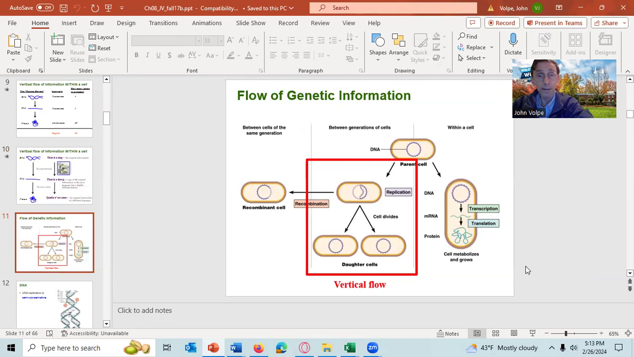All right, if not, let's talk about the vertical flow of information, where DNA flows from a parent cell to 2 daughter cells. Or if we're talking about humans, DNA flows from the parents to 1 offspring. Any questions about any of that?